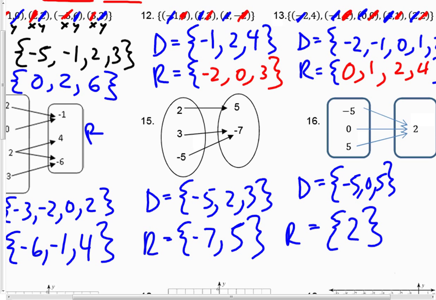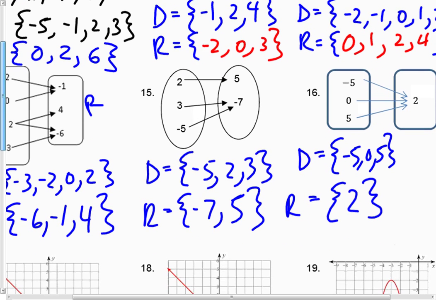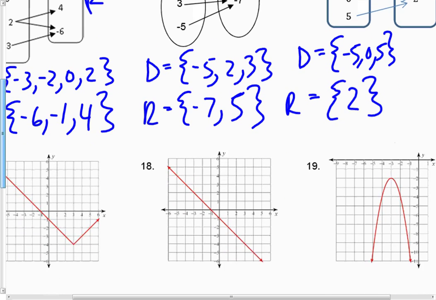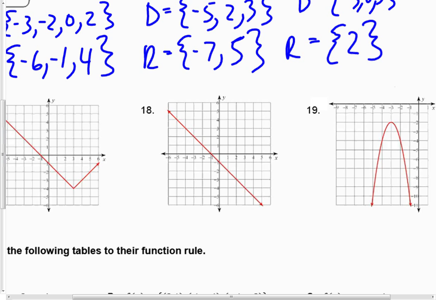We only have one output for the next one. So input, output, domain, range, x, y, all of it means the same. That's great if you've got everything in front of you. What if you've got drawings like this?